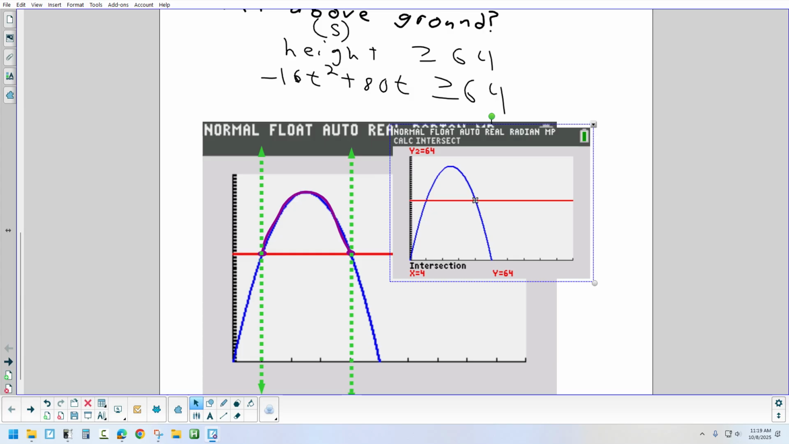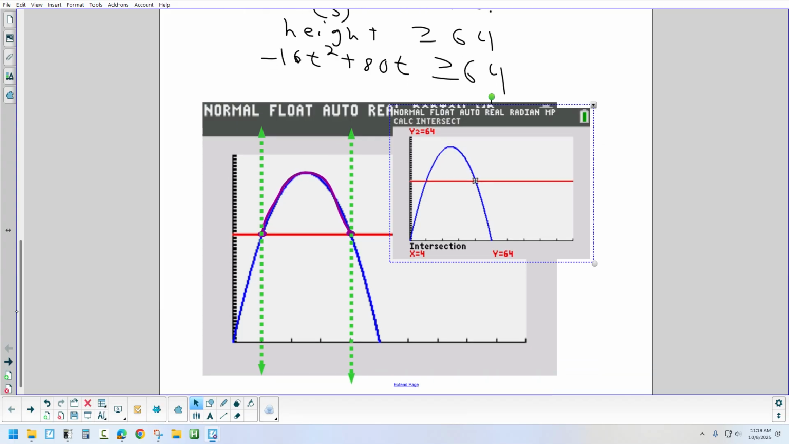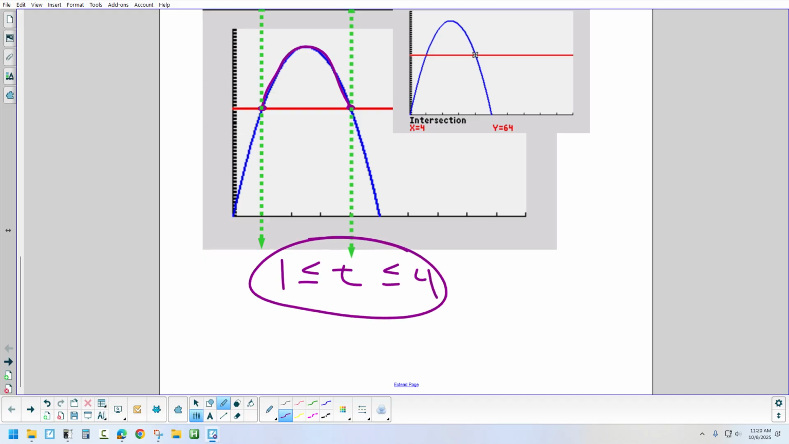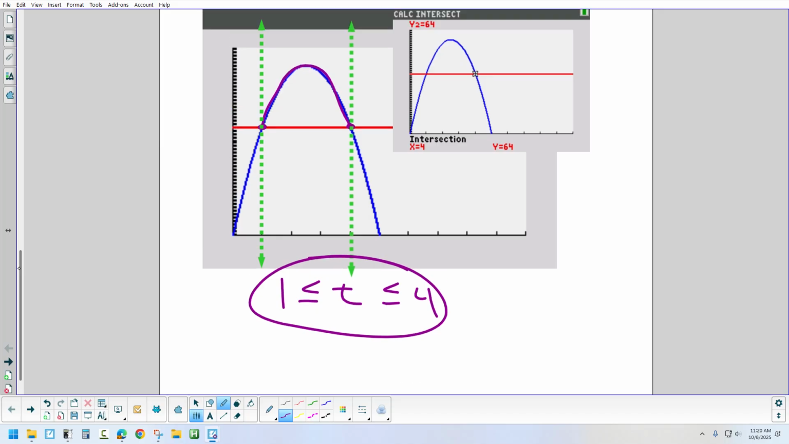So when is this object above 64 feet? Between what times? 1 and 4 seconds. Right, between 1 and 4 seconds. So we could say the time is greater than or equal to 1 second, but it also has to be less than or equal to 4. If you go before 1 second, it's still on its way up. If you go after 4 seconds, it's already back down under 64 feet.